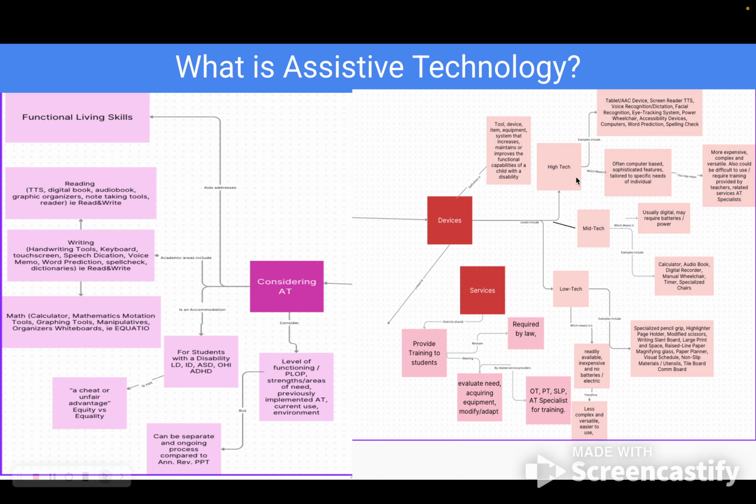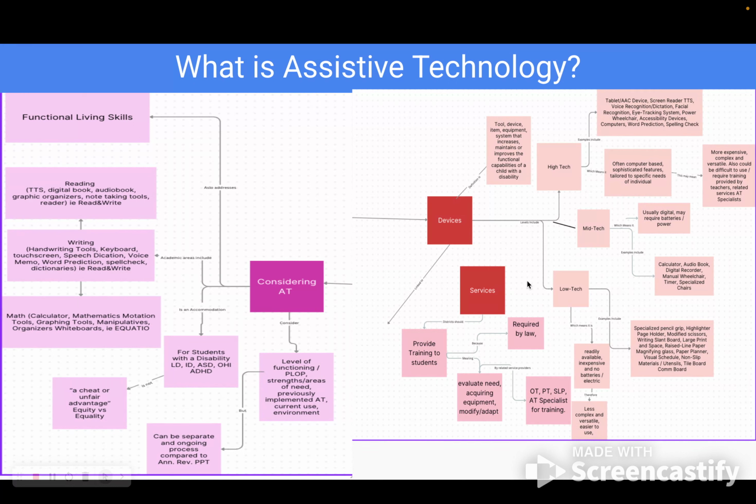High-tech devices are often computer-based, have sophisticated features, and are tailored to the specific needs of the individual student. This may mean that they're more expensive, complex, and versatile. They can be difficult to use, therefore requiring training provided by related service providers and AT specialists. Some examples may include a tablet, AAC device, screen reader text-to-speech, voice recognition dictation, and STT, speech-to-text.